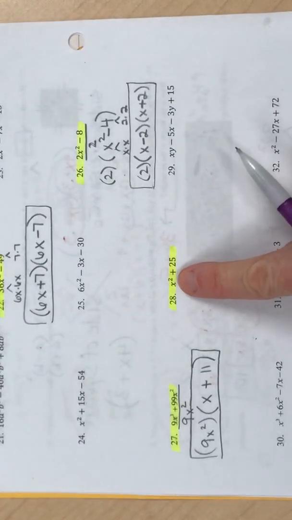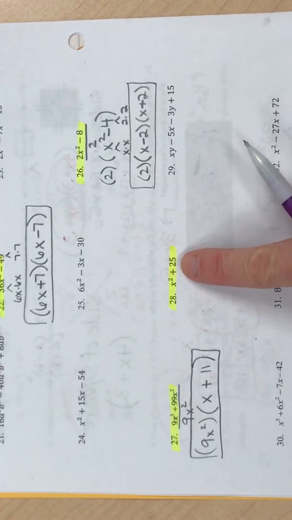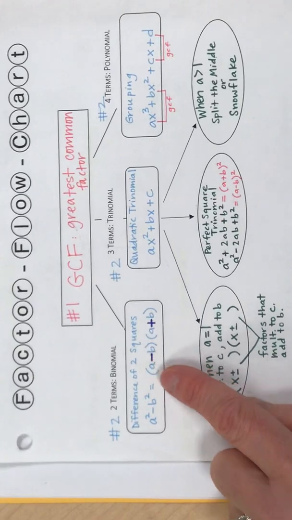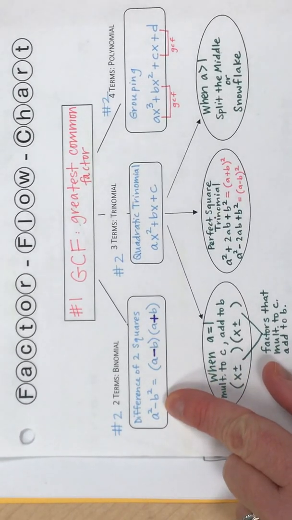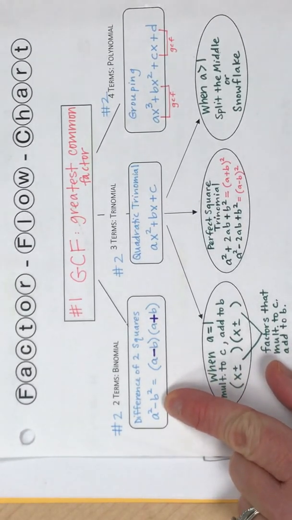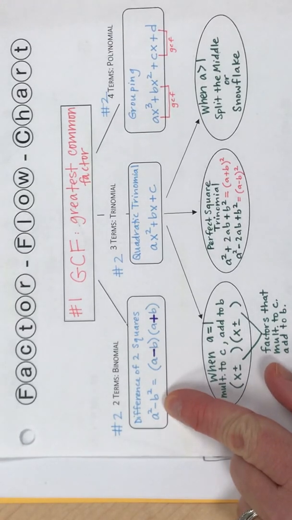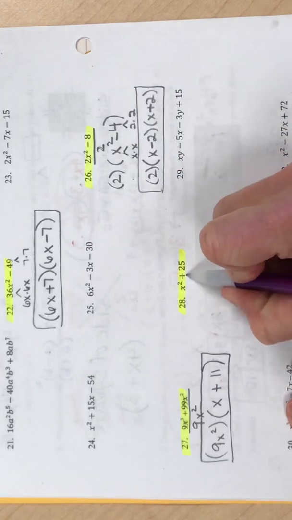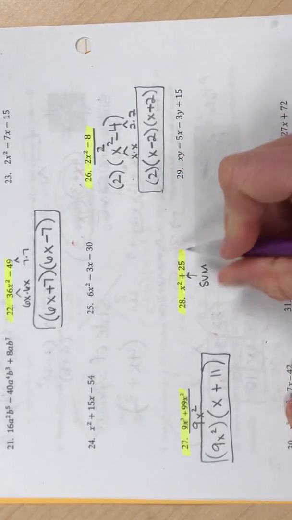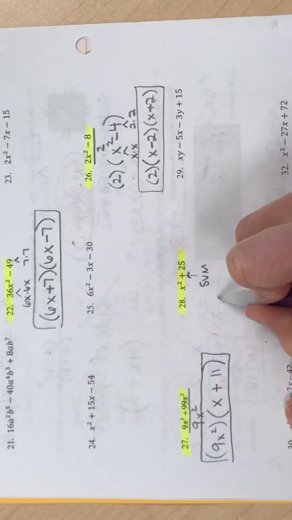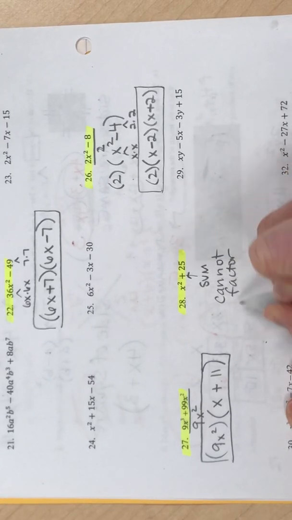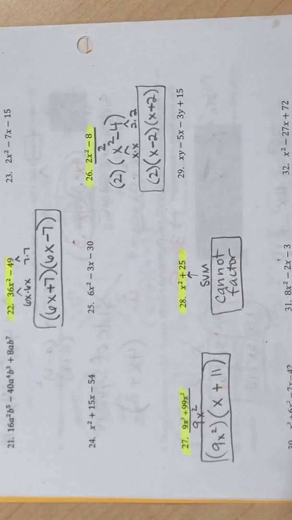Now, 28. I notice that these do not have a GCF, the 2 terms, your x squared and 25. So I cannot start with a GCF on this problem. And then as I look at my 2 terms, the only way to factor would be if your 2 terms have a minus sign and those 2 terms are perfect squares. Our problem does not have a minus sign. When you have a sum of 2 perfect squares, you cannot factor this. And that literally is your answer, cannot factor.